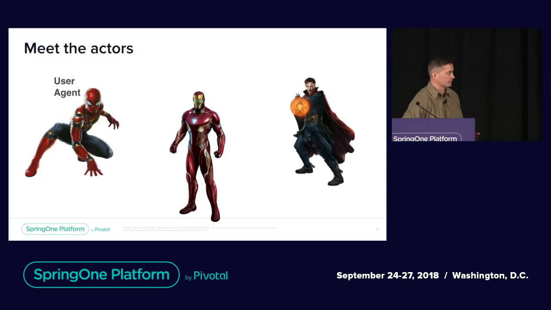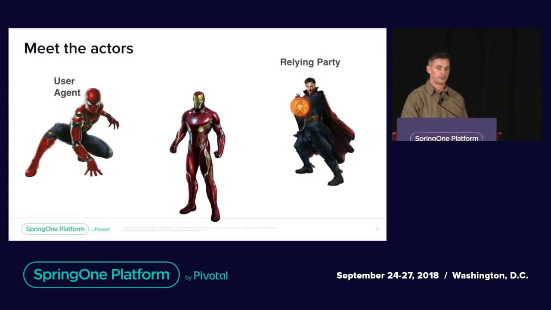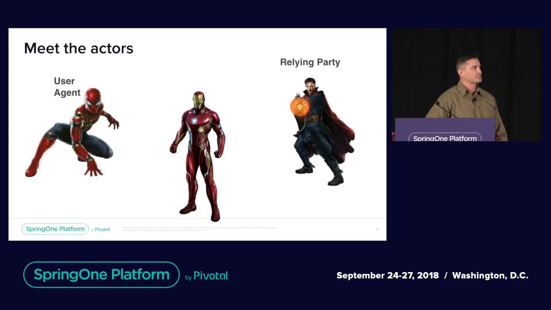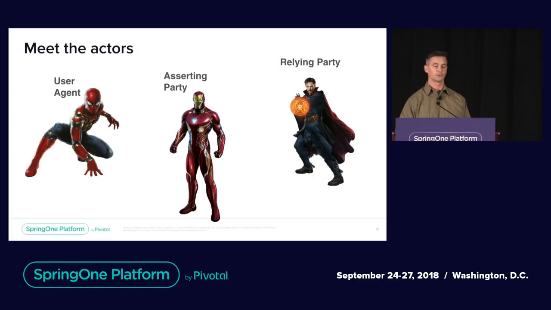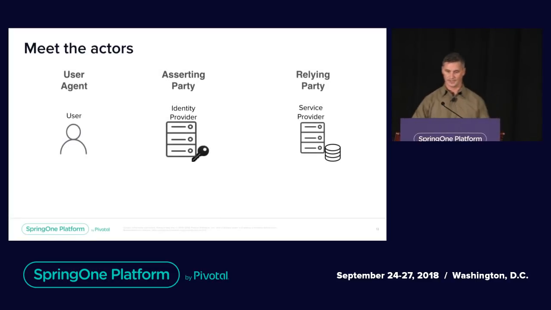To update the terminology a little bit, we typically refer to the user as a user agent, and that way it goes across OpenID Connect, OAuth, SAML, any other protocol you use. The application that needs to know who Peter is is referred to as a relying party. That's from the word rely. This application has to rely on somebody else to get there. That makes Tony the asserting party. We're going to assert. So to recap, we have a user agent, asserting party, relying party.